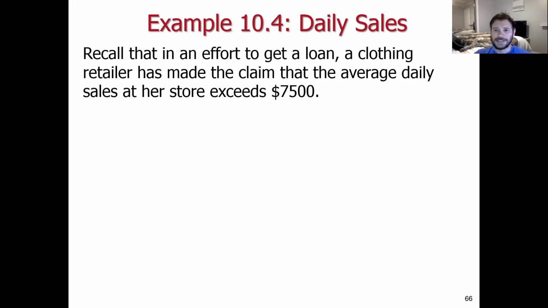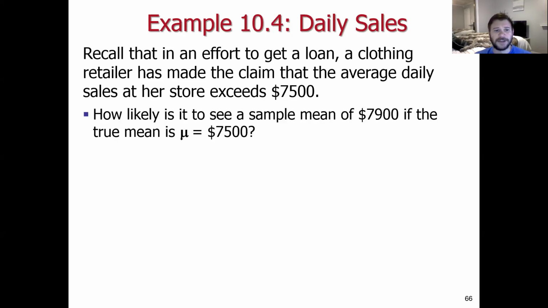And the question is, how likely is it to see a sample mean, and in this problem the sample mean was $7,900, if the actual mean under the null hypothesis is $7,500. And I want to be careful here with this word true mean. What we mean here is the mean that we're assuming to be true under the null hypothesis. Remember, our approach is essentially a proof by contradiction, where we are assuming that the null hypothesis is true, and then we are using our sample evidence to try to refute that.